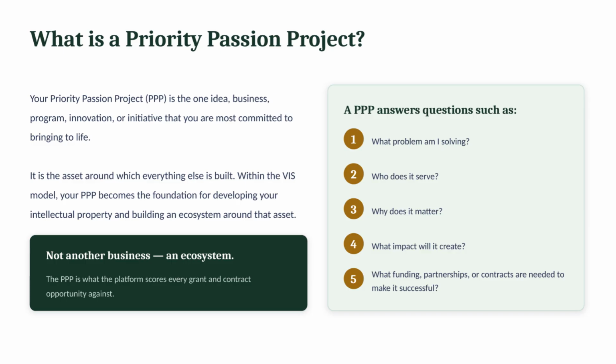Your priority passion project is the one idea, business, program, or initiative you're most committed to bringing to life. It answers 5 questions: what problem you're solving, who it serves, why it matters, what impact it creates, and what funding or partnerships it needs to succeed. Think of it less as a business plan and more as an ecosystem, because this is exactly what the platform scores every opportunity against.